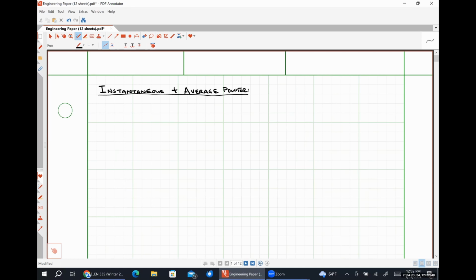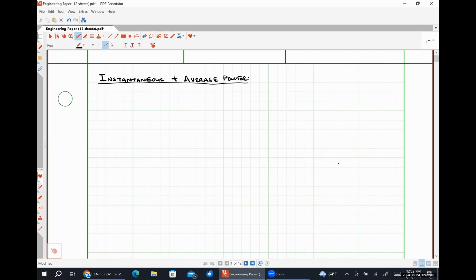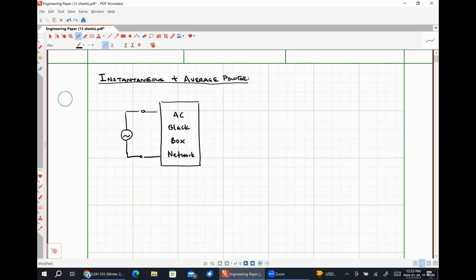All right. So instantaneous power and average power. Let's say that we have a black box network. I know you guys are thrilled. And this network is sinusoidally excited. And we are able to measure the voltage drop across the network as well as the current flowing into the network using, say, an oscilloscope or something like that.